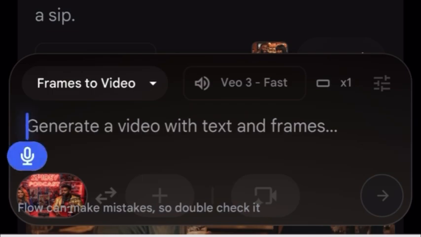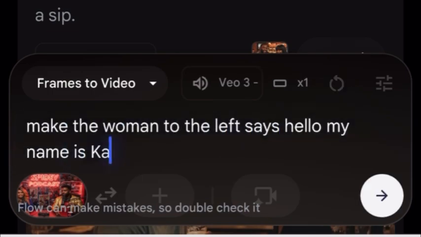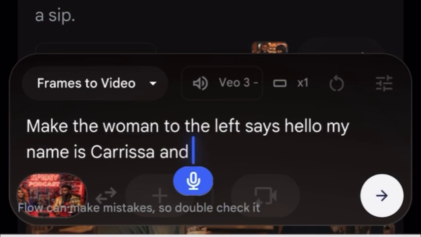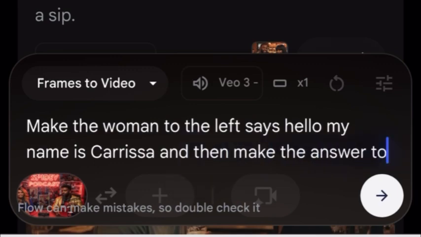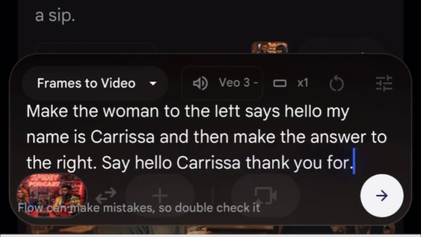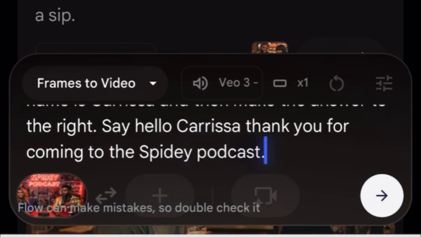You can use the other option if you want it for YouTube Shorts or TikTok. After that, you're going to prompt the frames to video, the second option instead of text to video, and tell it exactly what you want your people to say. For instance, I'm telling Google Flow to allow me to say my name and introduce myself on a podcast. The guy to the right is going to say hello and thank you for coming here to the podcast. And then you're going to generate.